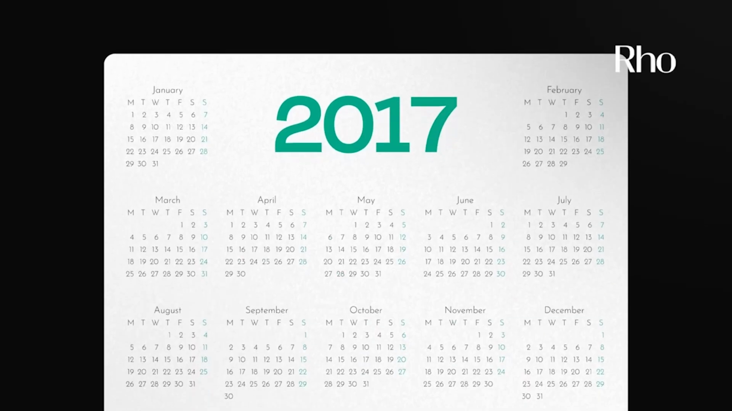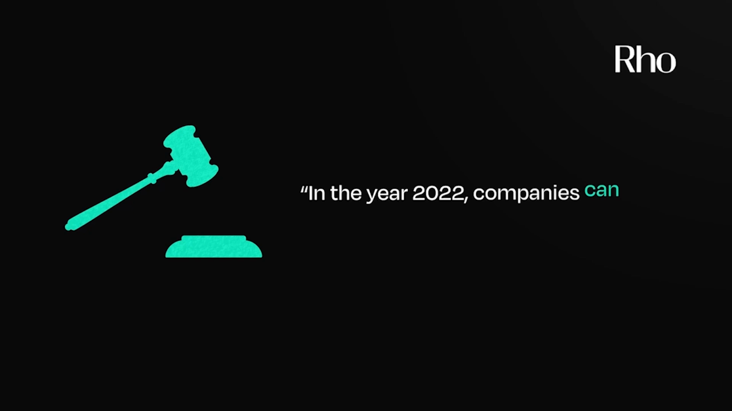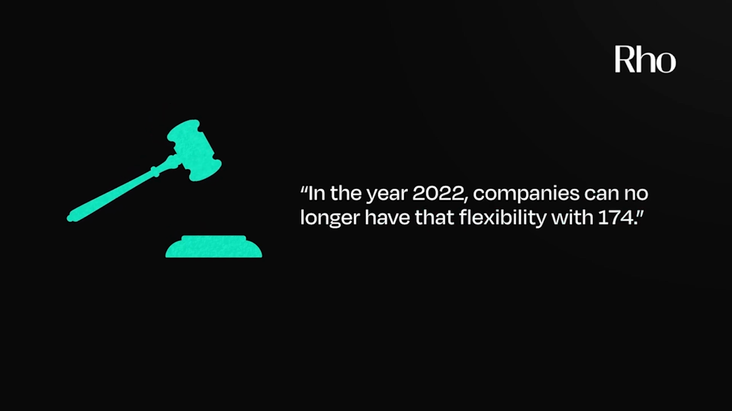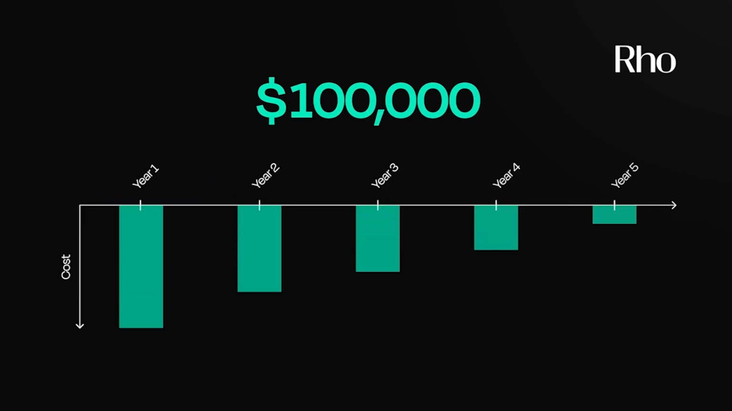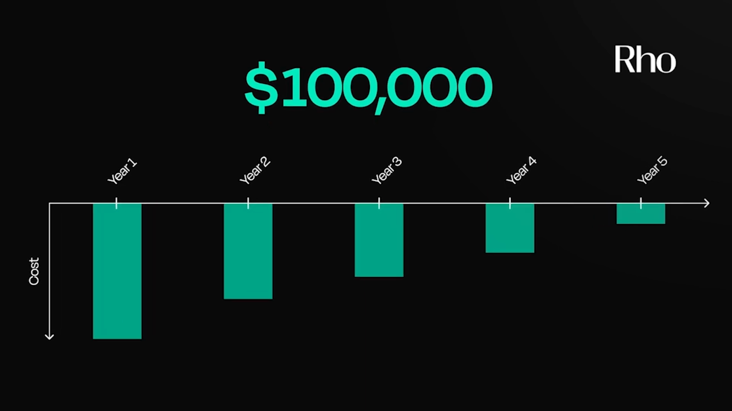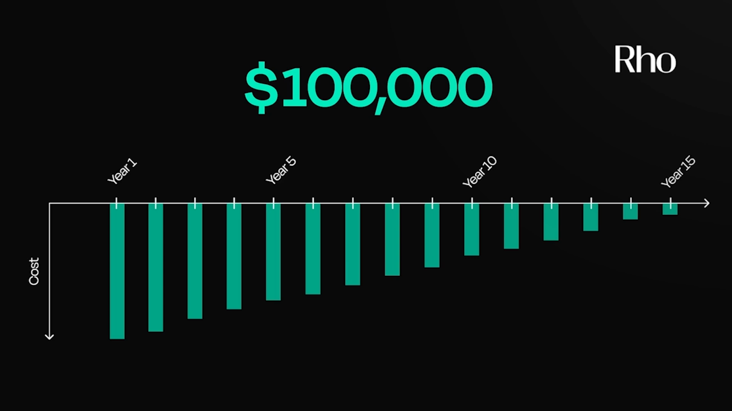What changed in 2017, Congress said in the year 2022, companies can no longer have that flexibility with 174. They can't fully deduct those costs anymore. They have to capitalize and amortize them over a period of 5 years if that R&D activity took place in the US, or 15 years if that activity took place outside the US.